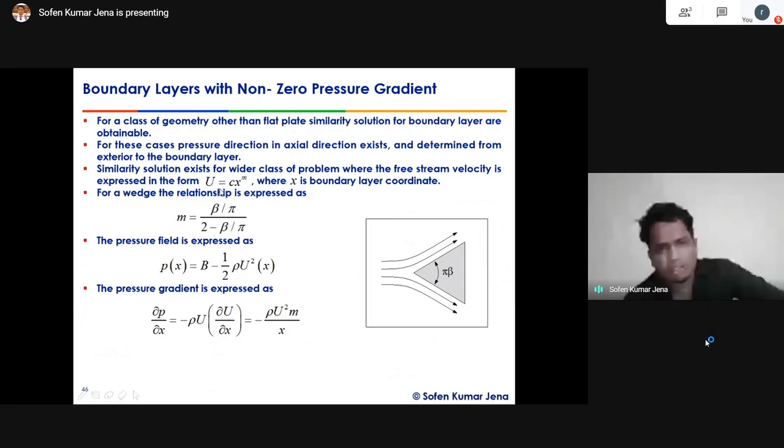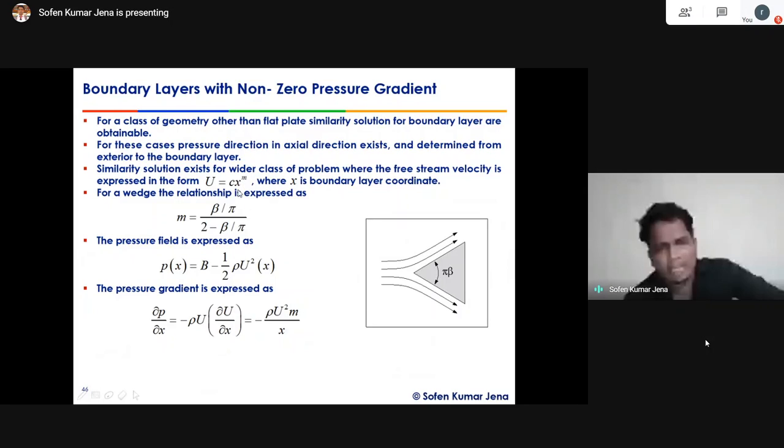Again, for del U by del x, U is equal to c x to the power m. So if you do del U by del x, c stays outside, and it becomes c into m into x to the power m minus 1. If I multiply and divide both sides by x, then c x to the power m becomes U, so one U here and another U, and this becomes minus half rho U square.